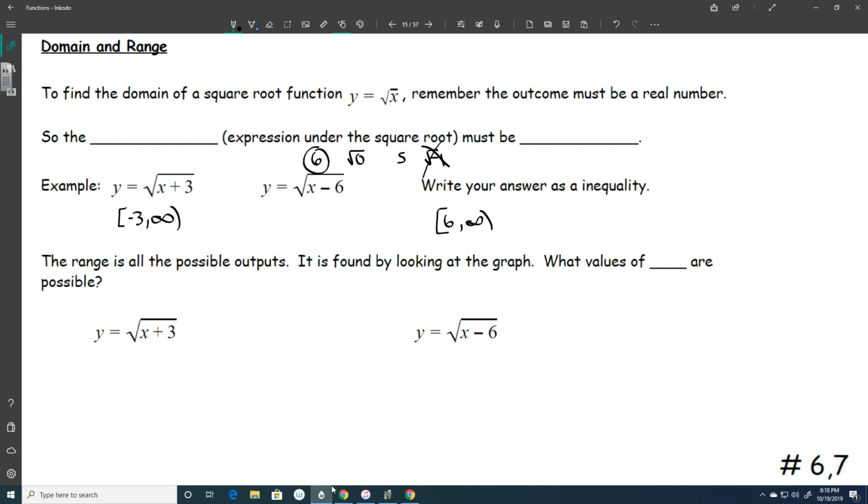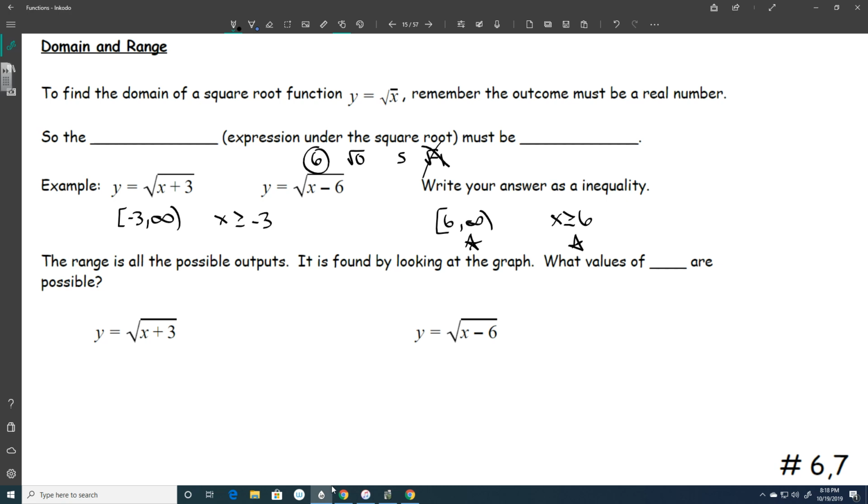Now, if it wants you to write your answer as an inequality, then that would mean that x can go up above 6 forever. And this one would be that x can go up and above -3 forever. So you can use interval notation or an inequality. These are the same thing, depending on how the question wants you to answer it. Okay. Which is something you're going to have to pay attention to, because I believe the homework is going to ask you both ways.